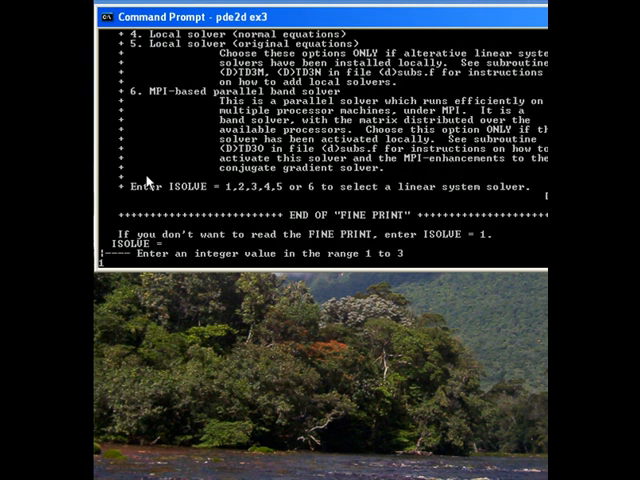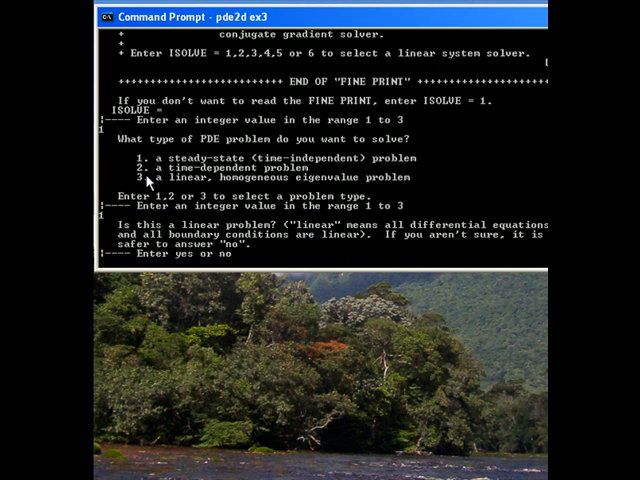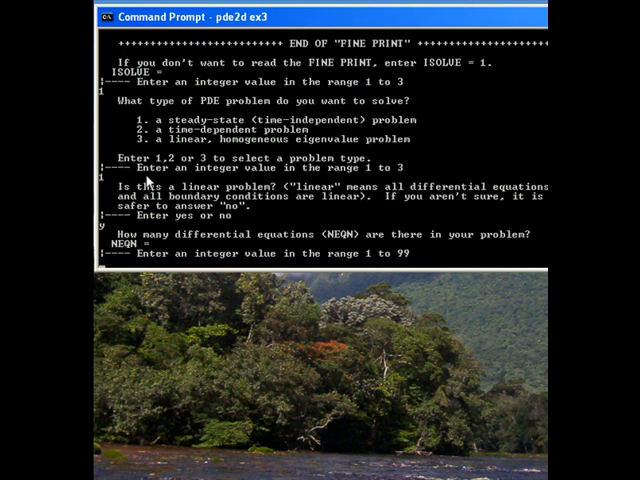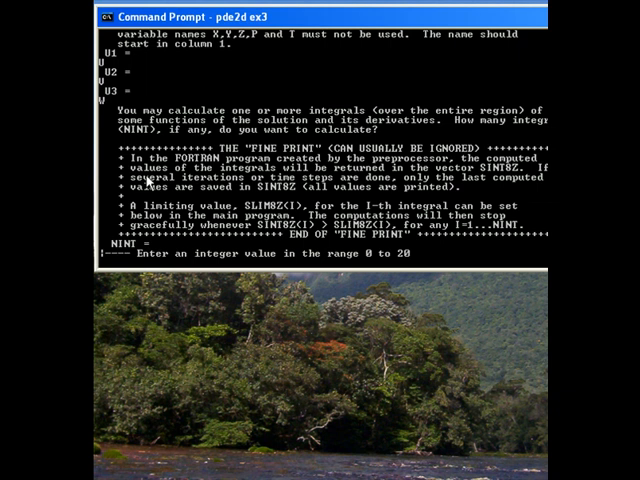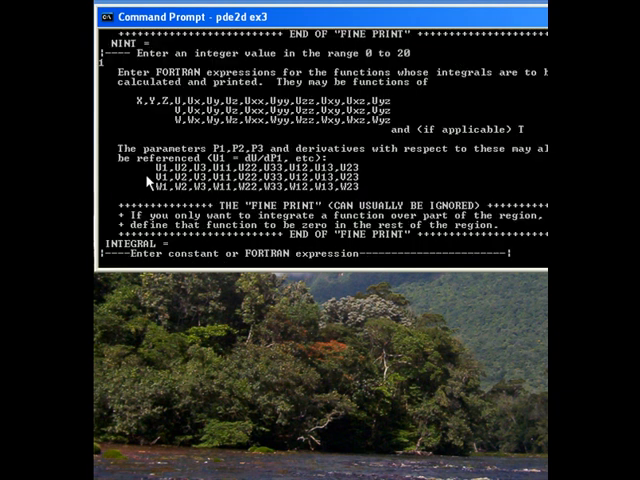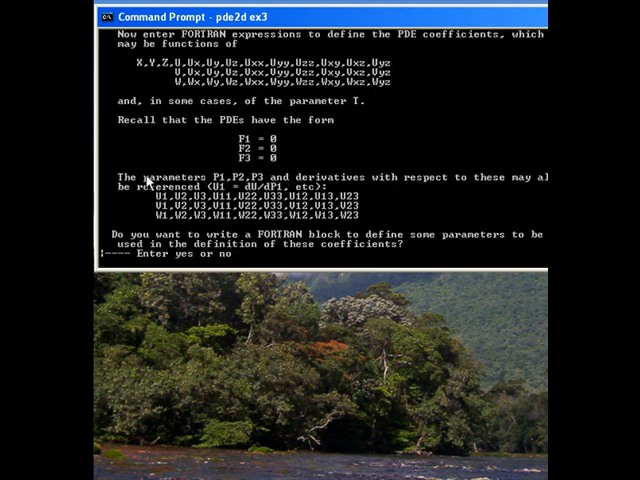Recommended solver is 1 for the collocation method. It's steady state. Linear, yes. Now I have 3 equations. And the unknowns, I'm going to call them U, V, and W. Do I want an integral? Yes, only again to check my work here. I want to integrate the absolute value of U plus absolute value of V plus absolute value of W, just so I can compare it. Whoops, no, this is asking for the number of integrals I want, and now that's asking for the integral that I want. And I don't want any boundary integrals.